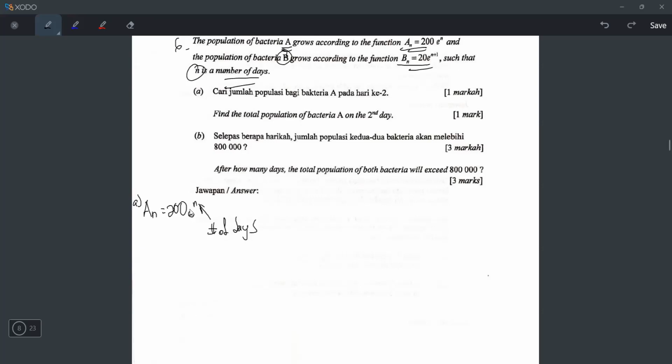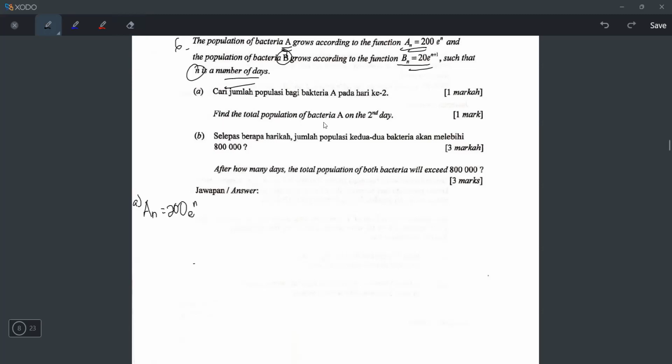So if I want to know the population after 3 days, how to know the population of bacteria after 3 days? I will just substitute the n with 3 and then press calculator 200 times E power 3. Then the calculator will give me the population of bacteria. Okay, that's how you do it lah. And then what about the E? Okay, the E is not an unknown, it's a number. It's 2 point something, right? So you don't have to worry about the E.